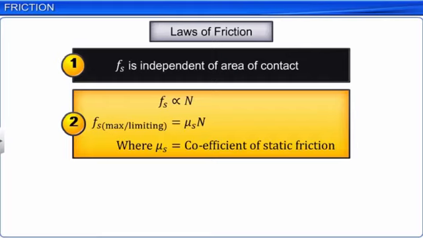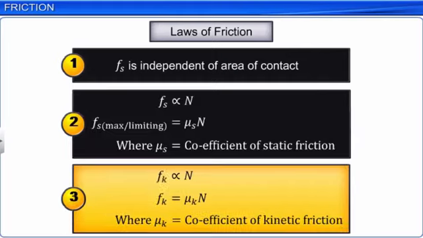Kinetic friction is proportional to normal reaction. It is equal to the product of mu k and N, where mu k is the coefficient of kinetic friction.